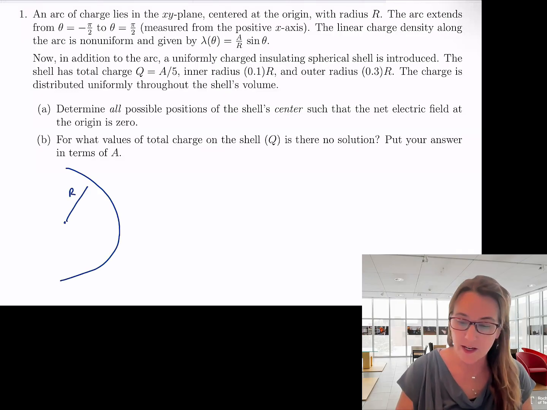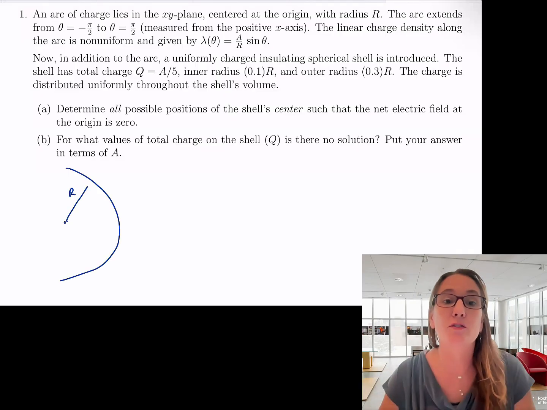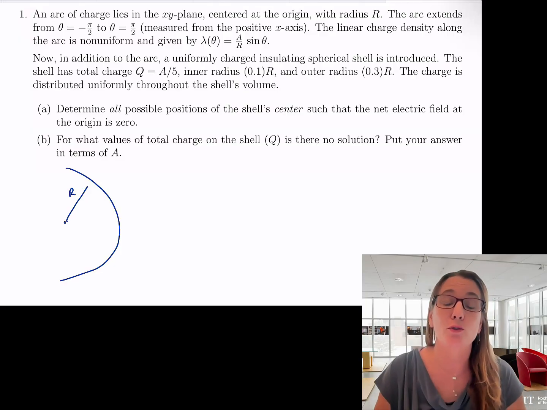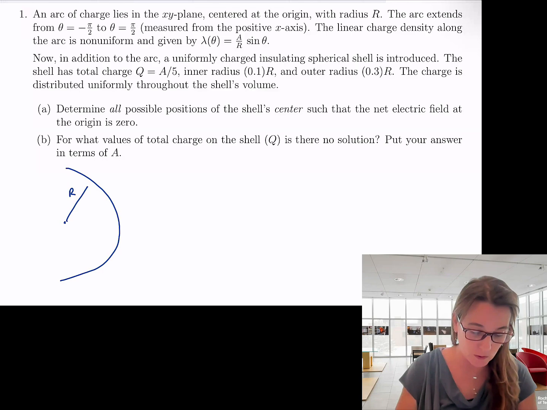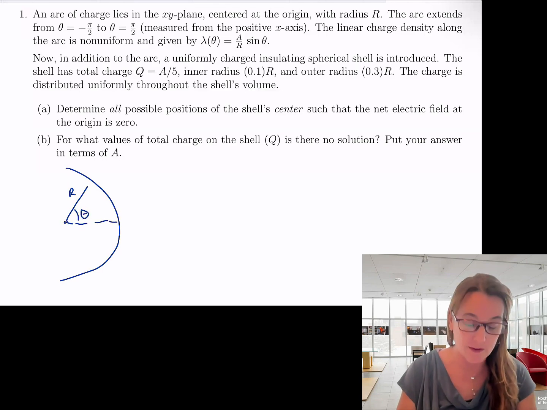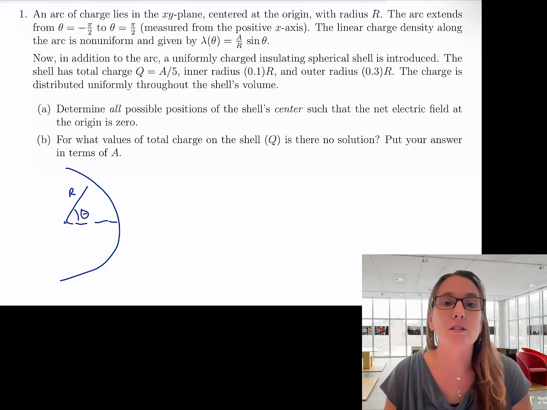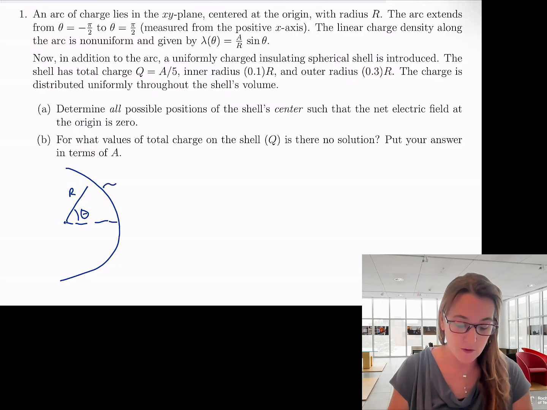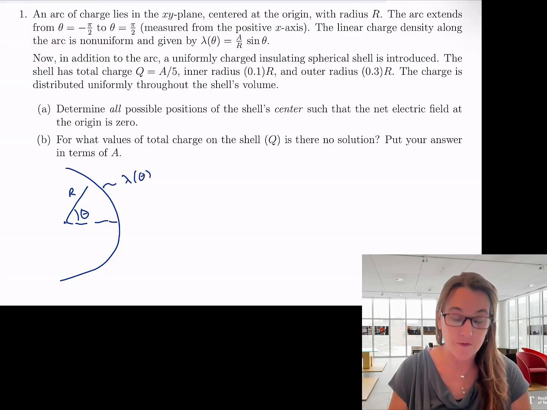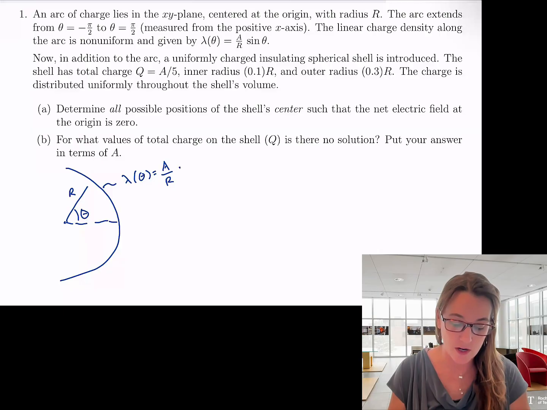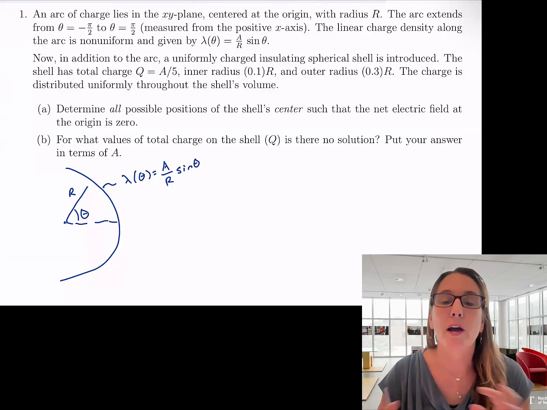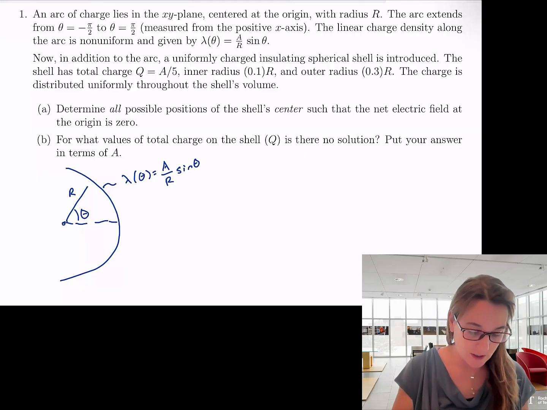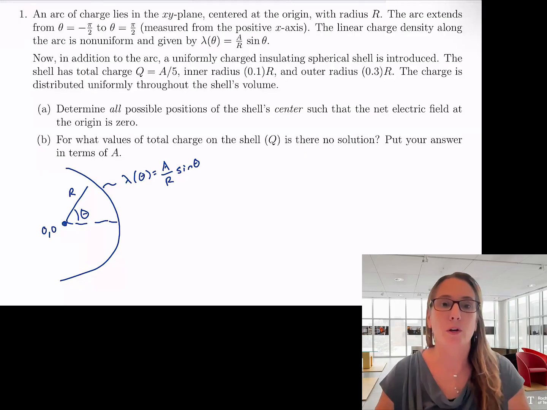And it says the arc extends from negative pi over 2 to pi over 2, so that's why I drew it how I did, measured from the positive x-axis. So this angle would be theta. The linear charge density on the arc is given by lambda as a function of theta, equal to some constant a over r sine of theta. So that's one of our charge distributions, and it is centered at the origin 0, 0.